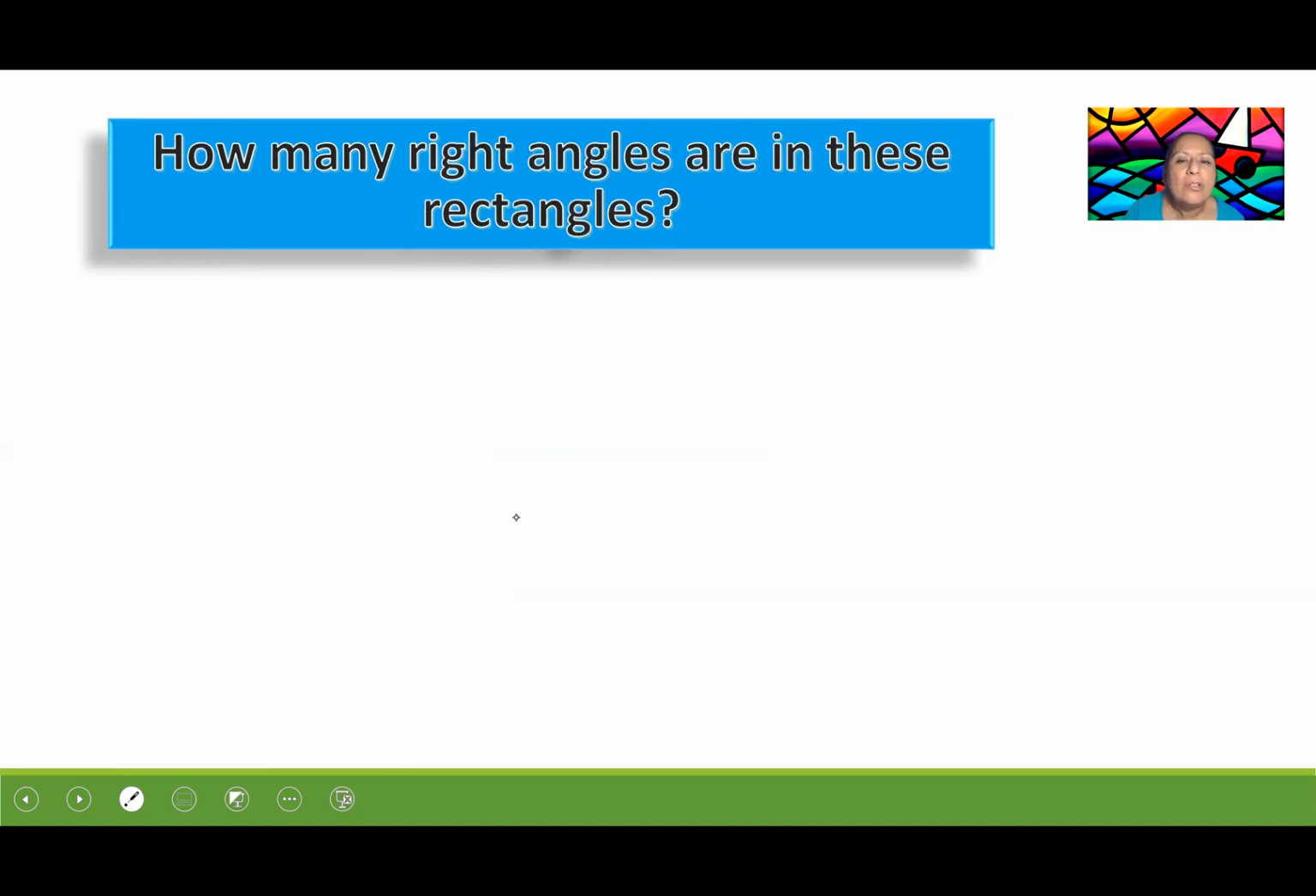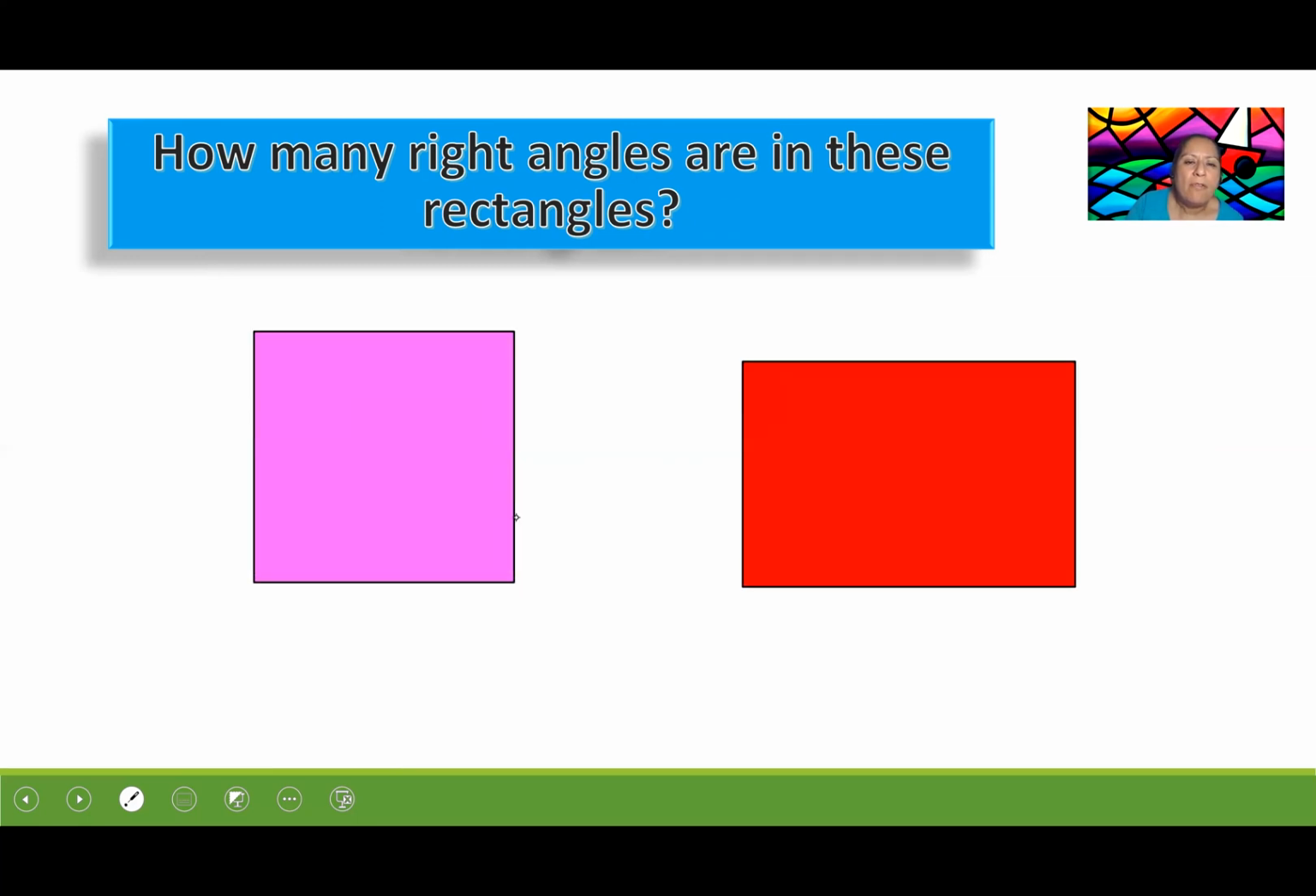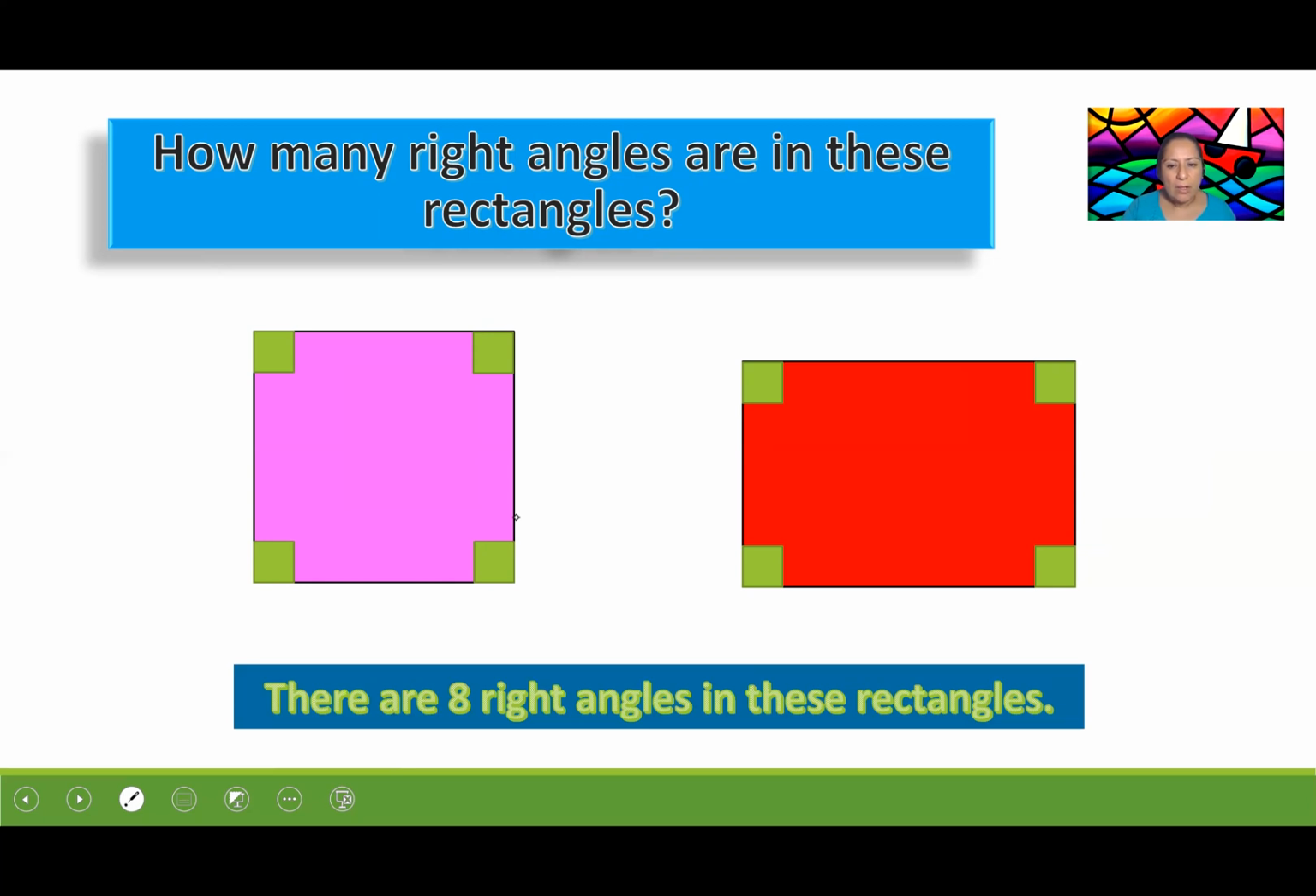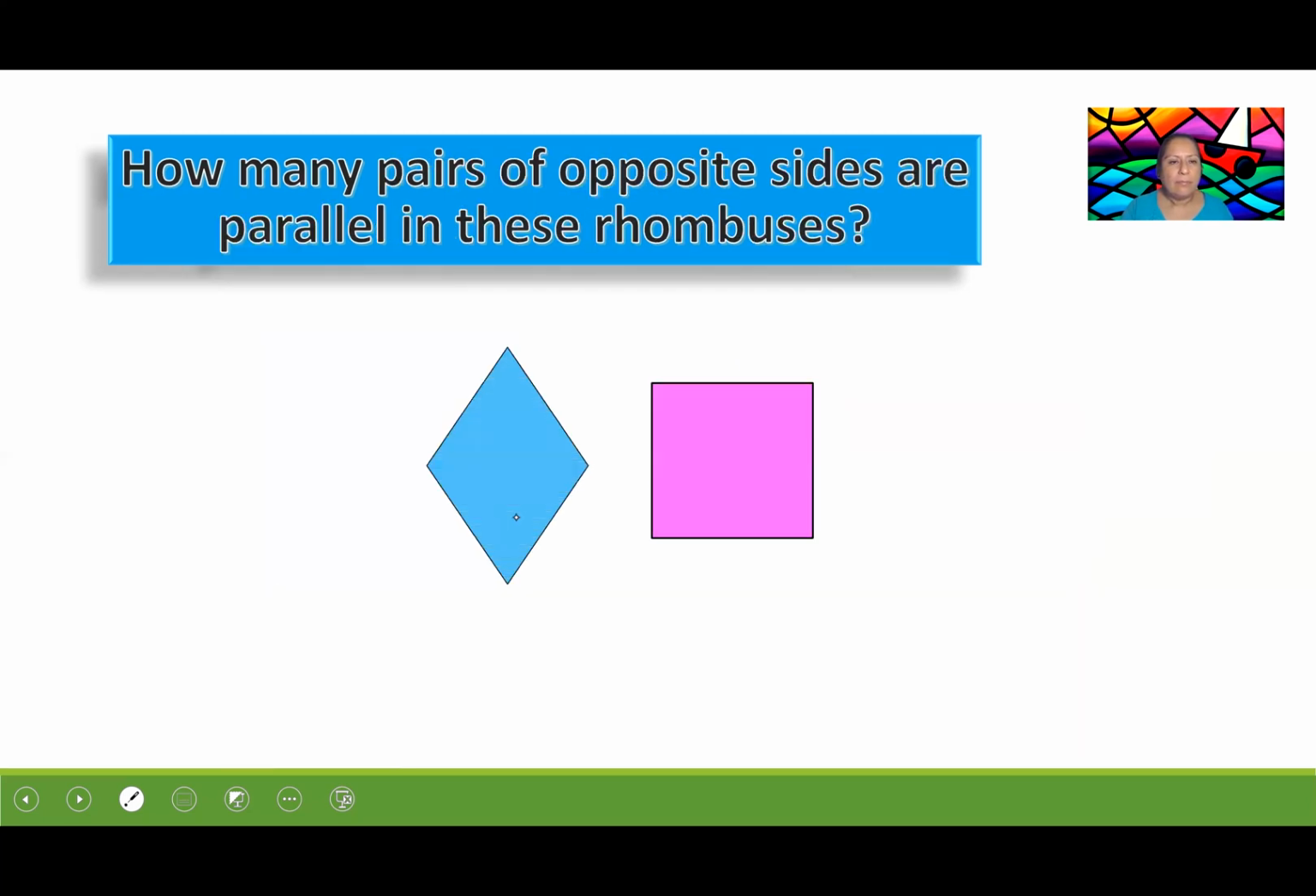How many right angles are in these rectangles? Now the word rectangle comes from a word that means straight angles. All right angles. So the square and the rectangle, all of them in all have 8 right angles. So there are 8 right angles in these rectangles.